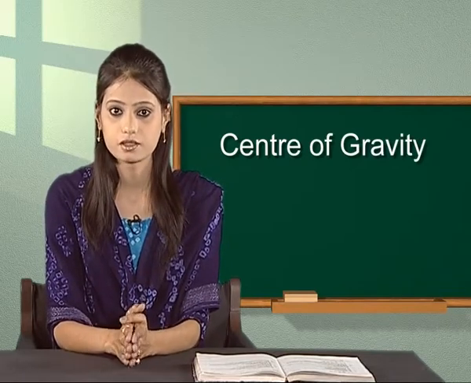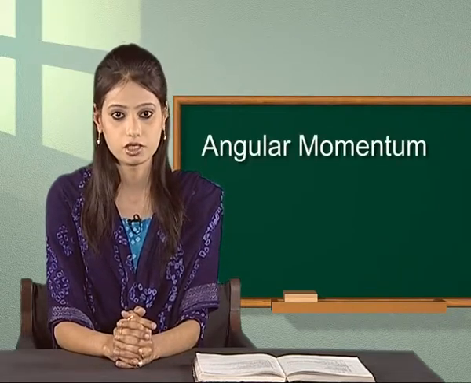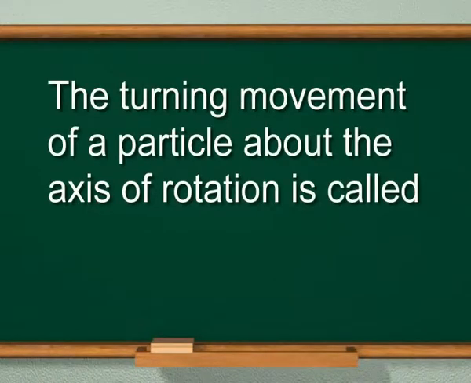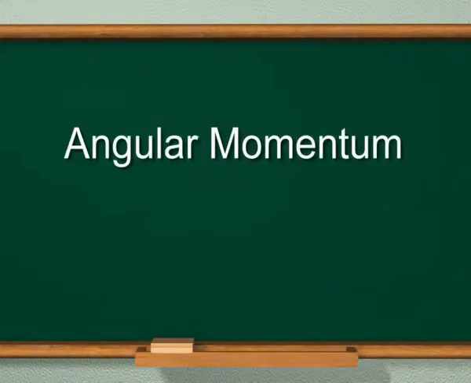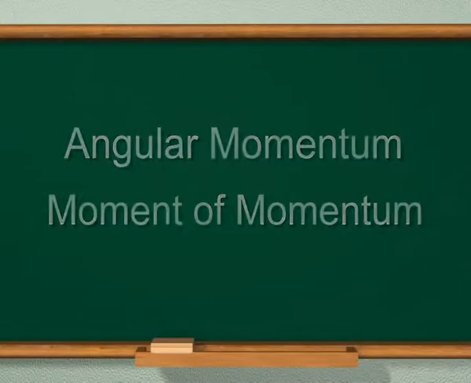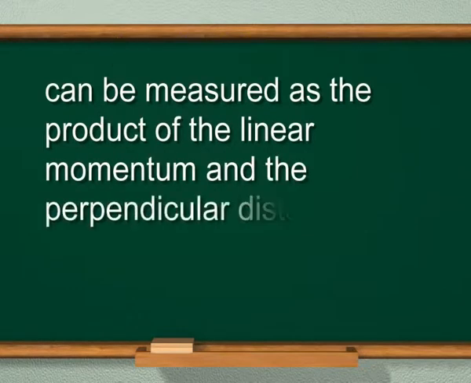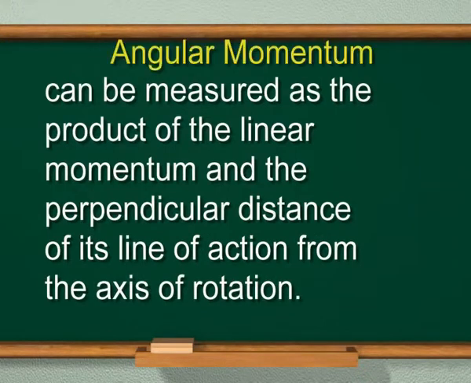Angular momentum is an important concept in physics with numerous applications. It can be used to describe the overall rotational state of a physical system. Angular momentum: in general, the turning movement of a particle about the axis of rotation is called the angular momentum of the particle. Angular momentum is also known as moment of momentum and can be measured as the product of the linear momentum and the perpendicular distance of its line of action from the axis of rotation. It is denoted by L.